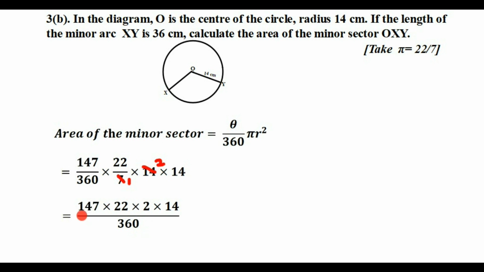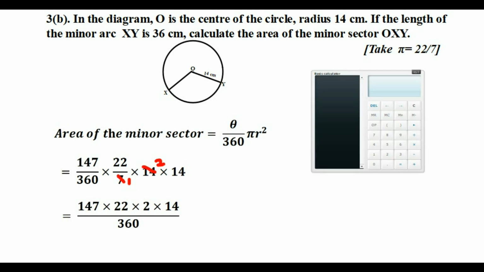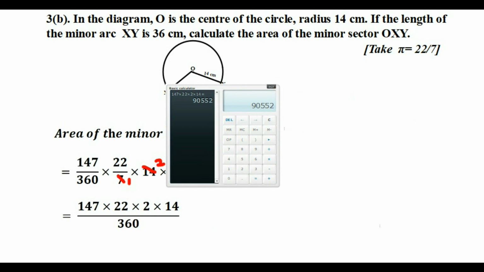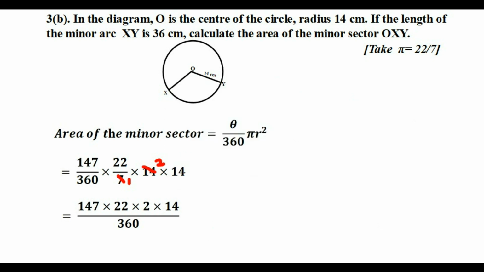So what we need to do, let's punch all these in our calculator to know the value it's going to give to us. All right, so we can punch this in our calculator as 147 multiplied by 22 multiplied by 2 multiplied by 14. And what do we have? We have what? 90552. All right, so now we have 90552 divided by 360, and then we are going to divide 90552 by 360.